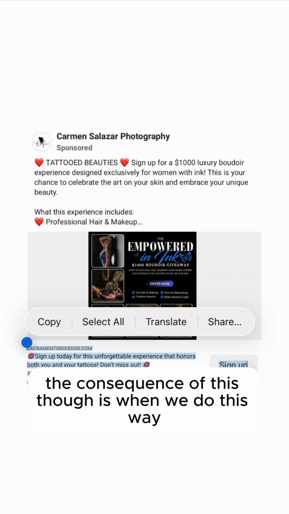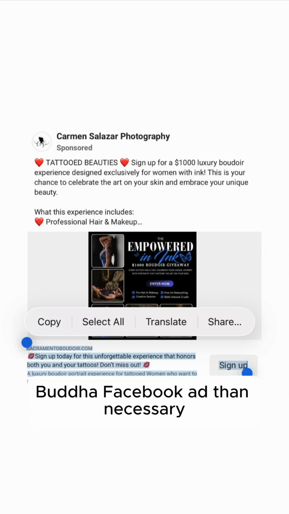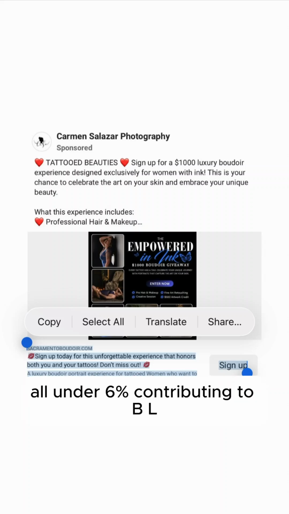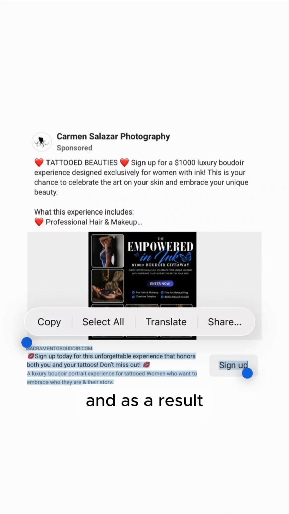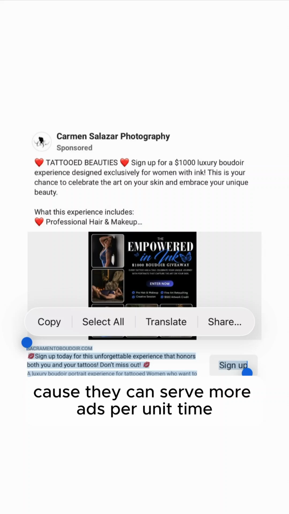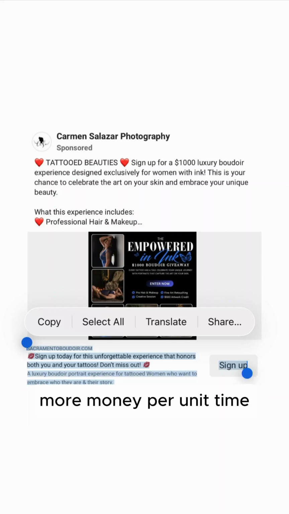The consequence of this, though, is that way more women scroll by our Boudoir Facebook ad than necessary, pulling our unique CTR under 6%, contributing to BLCS, aka Boudoir low click syndrome. And as a result, with more women scrolling by our ad per unit time, Facebook actually makes more money because they can serve more ads per unit time, but we actually spend and waste more money per unit time.